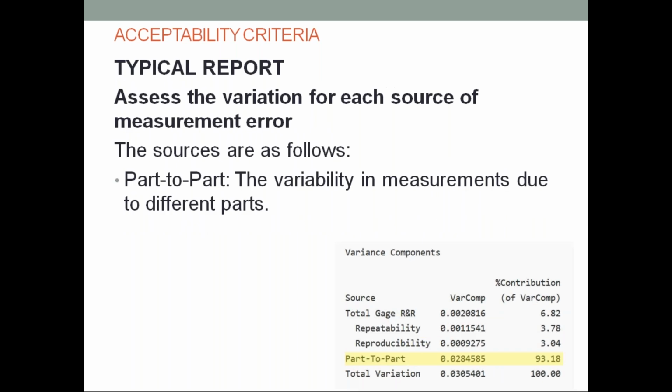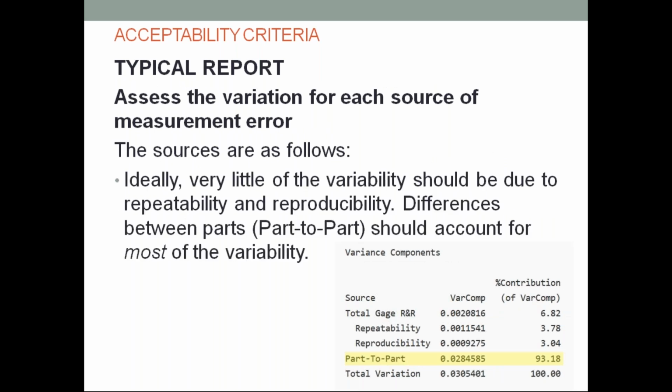Then you take a look at part to part. That is the variability in the measurements due to the different parts. Ideally, very little of the variability should be due to the reproducibility and repeatability. The differences between the parts should account for most of the variability. This means it can tell the parts apart, and it can do so with very little error.